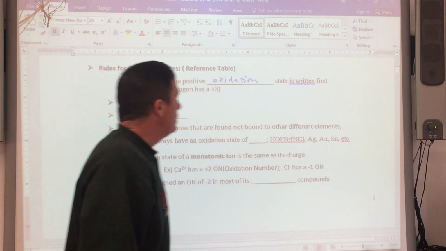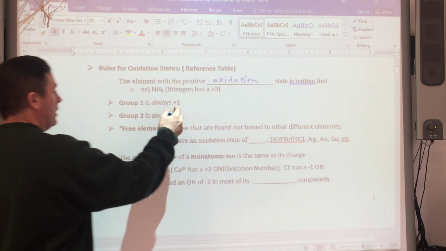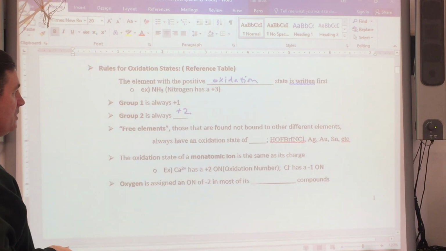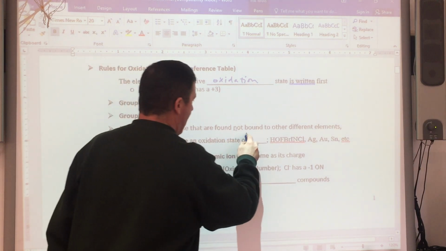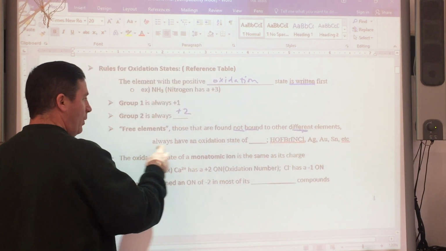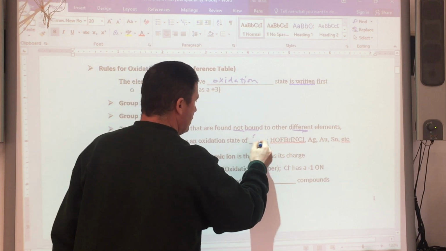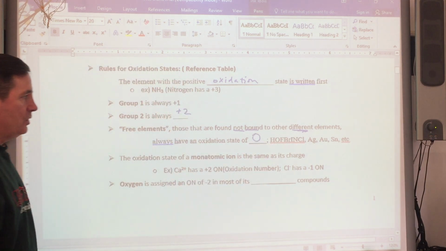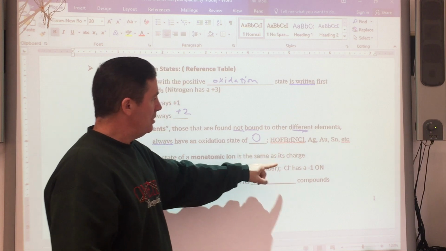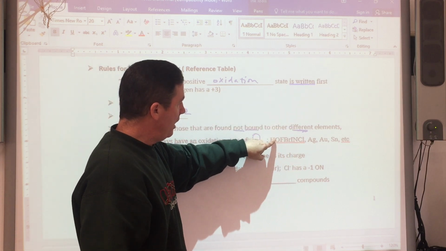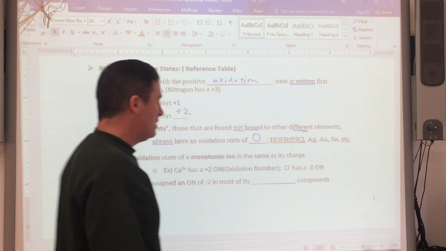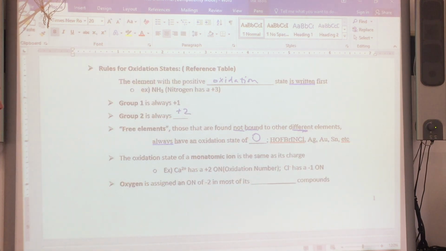So group 1 is always +1. Group 2 is always +2. The free elements, and those are not bound to other different elements, always have an oxidation state of 0. So we've got the Hofbrinkel here. These are the diatomic molecules. All of them have 0 oxidation state. Silver, gold, tin, etc. So when they're not bound.